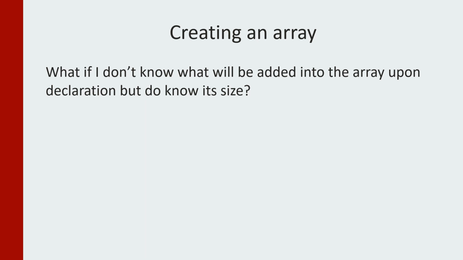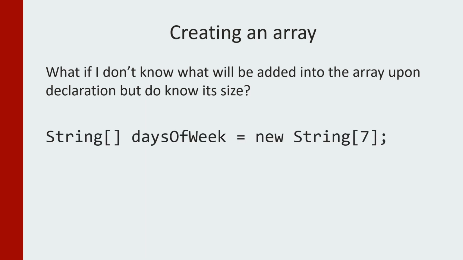Now, there are a couple ways to actually assign the values. The first thing that you need to know is if you don't know what will be added into the array at declaration time, but you do know its size, then you can go ahead and declare a new array object with the size. So for days of the week, let's just assume I don't know the days of the week, but I do know that there's 7 of them. I'm going to say String open close bracket daysOfWeek is equal to new String open and close bracket with the number 7 inside. So remember this keyword new because we're declaring a new object.